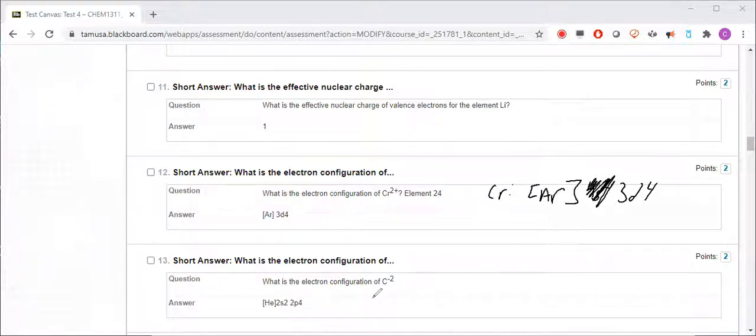Carbon minus 2. So carbon is helium 2s2, 2p2. If I'm minus 2, I gain 2 electrons. That's why it is a 4.